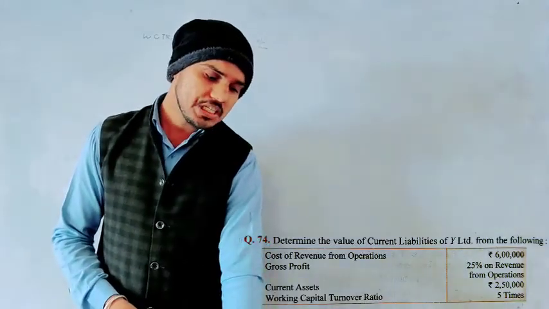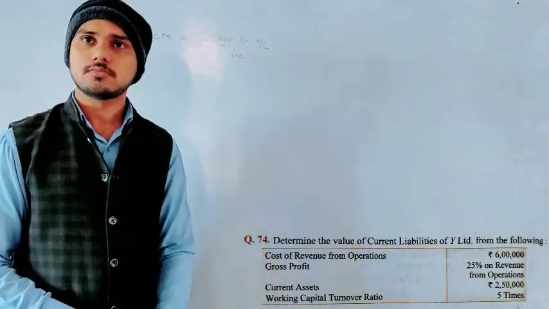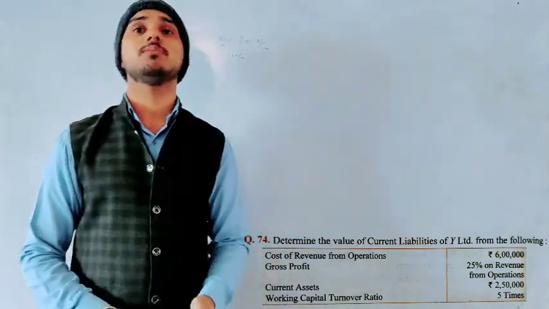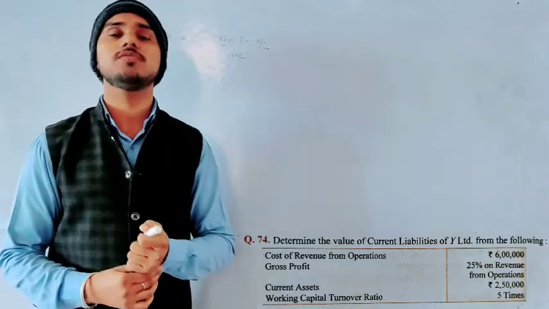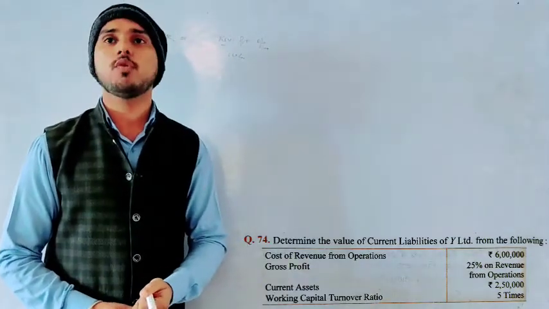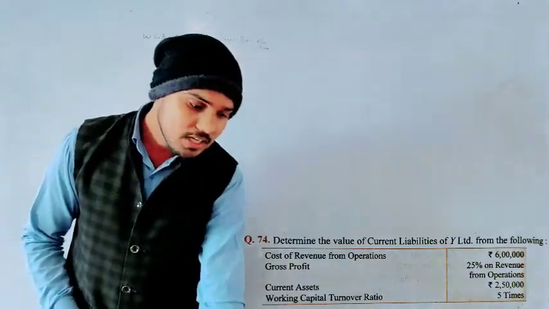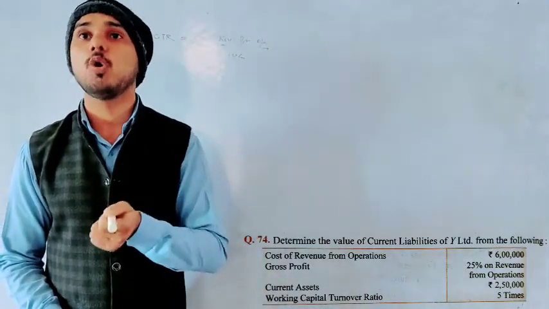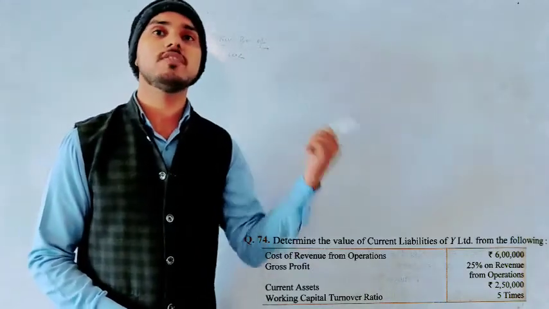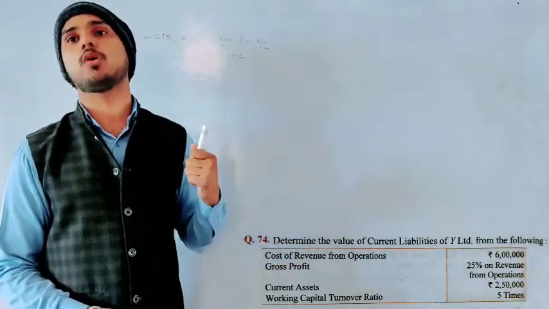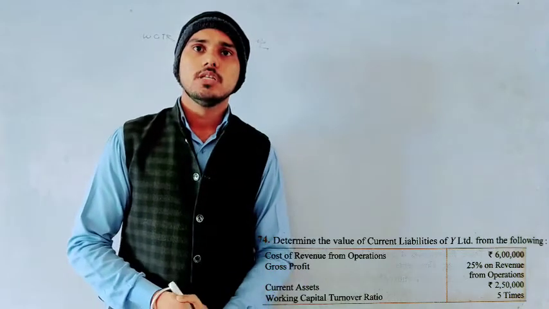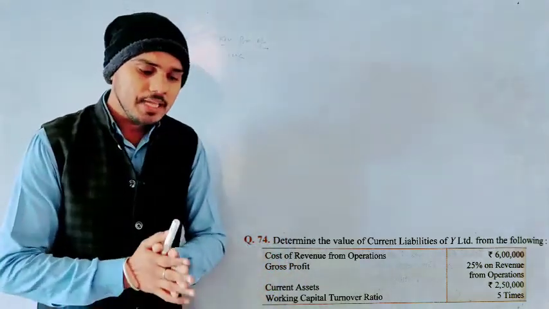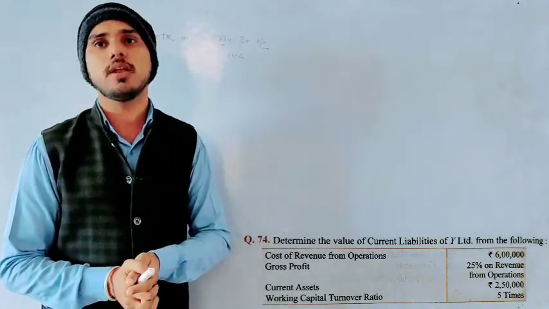What we have been given is the cost of revenue, and the gross profit is given as 25% of sale. So if something is 25% of sale, how much will that be of cost? 25% means 1 by 4. So if something is 1 by 4 of sale, that will be 1 by 3rd of cost. Is it clear now? So in a way we can say that our gross profit will be 1 by 3 of cost of revenue from operation.